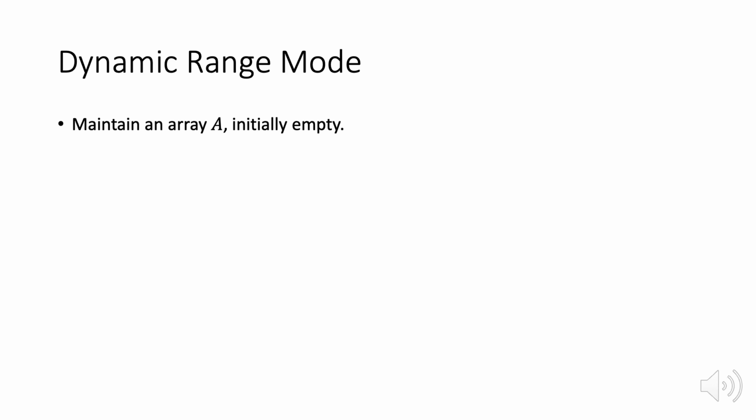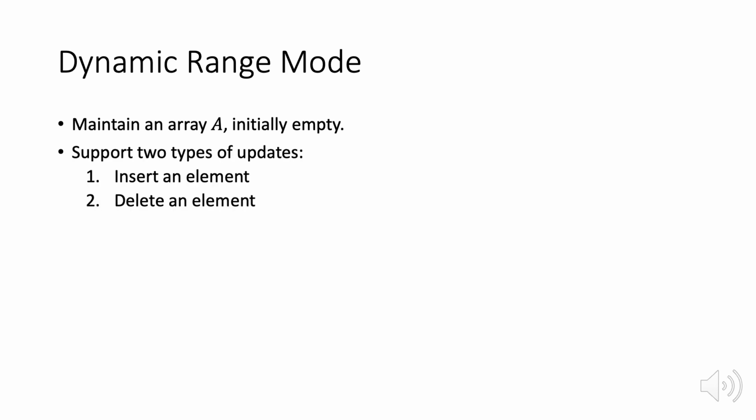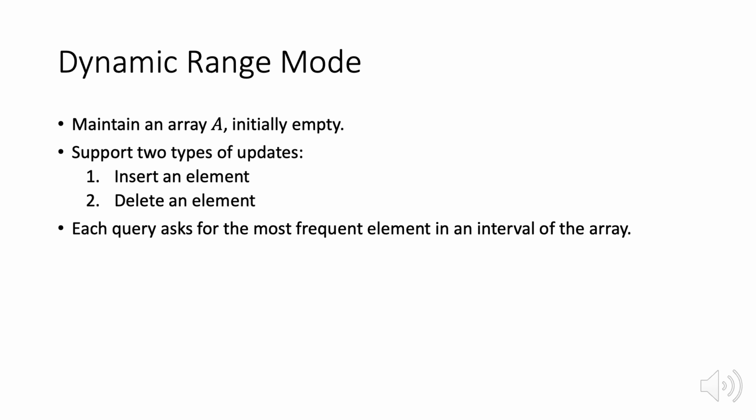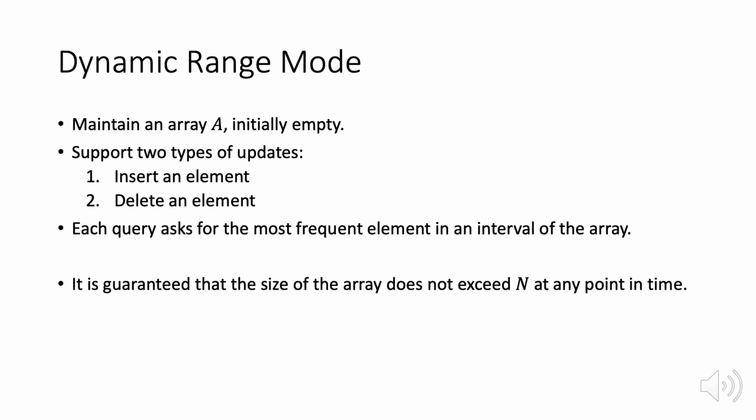In the dynamic range mode problem, we are asked to maintain an array A, which is initially empty. We can make two types of updates. We can either insert an element to or delete an element from the array A. Each query asks for the most frequent element in an interval of the array, and this element is called the mode of the interval. In this work, we also use the frequency of the mode as an acceptable answer to the query. This is because, as we showed in the paper, these two notions are equivalent up to polylogarithmic factors. We also guarantee that the size of the array does not exceed n at any point in execution.